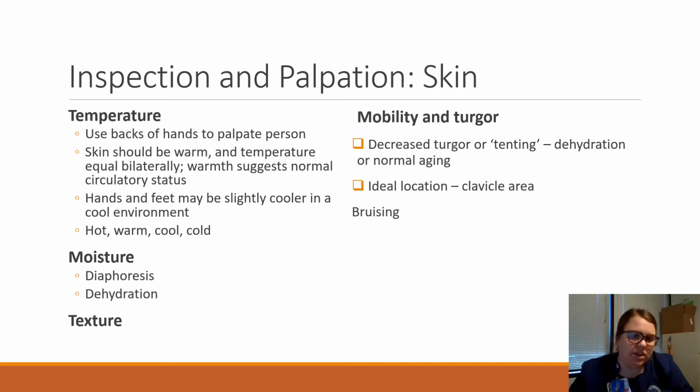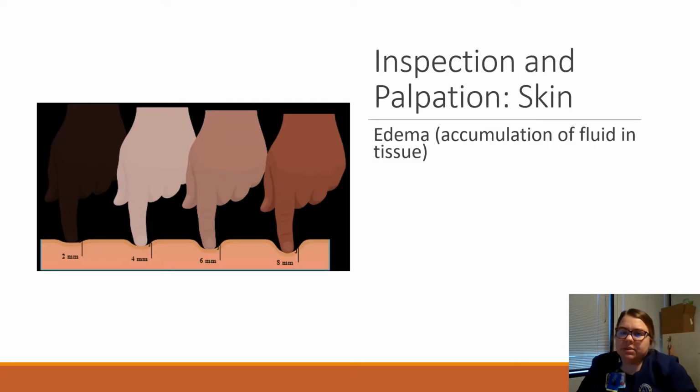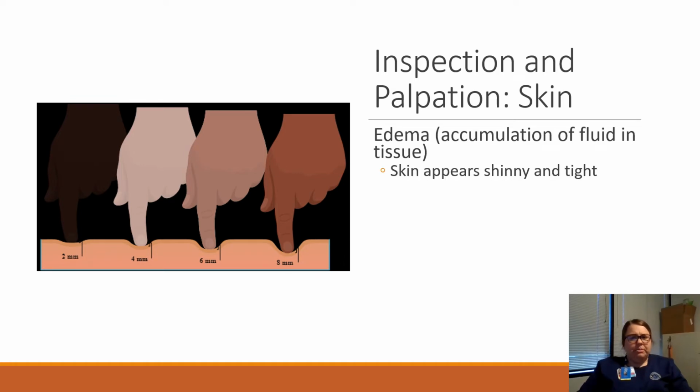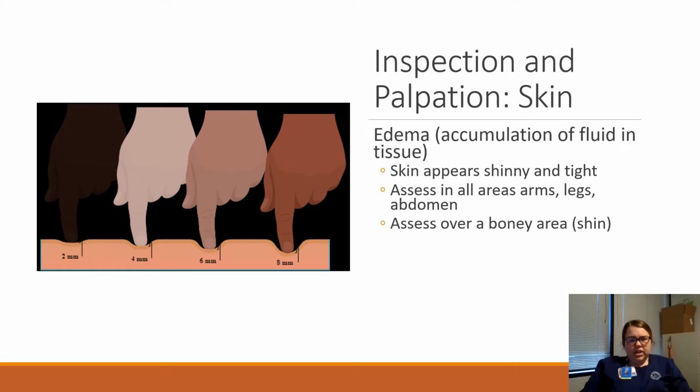So bruising, I want to know more about that bruising. How often do they bruise? And another thing is when I'm looking at the skin, I'm assessing those areas that I'm touching. Okay, so inspection and palpation of the skin, again, with edema. Edema is accumulation of fluid in the tissue. So the skin will appear shiny and tight. It could be because they just got out of surgery and they're edematous, they just got pushed with a crap load of fluids, or they have heart failure and they are fluid overloaded. So you're going to assess all the areas, their arms, their legs, their abdomen. You're going to assess over the bony areas, the shin.